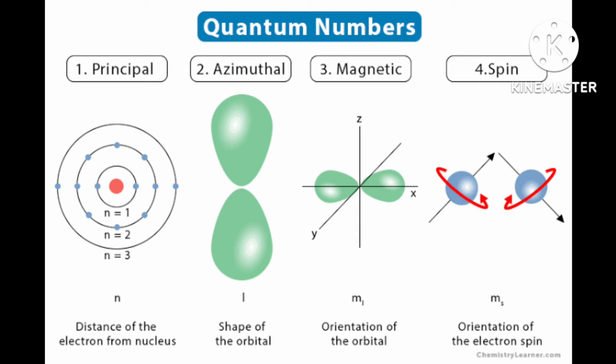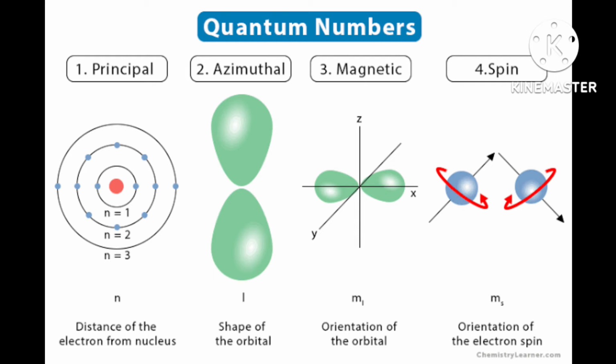Okay, each subcell is assigned an azimuthal quantum number. Each subcell means we are talking about the L. Each subcell is assigned an azimuthal quantum number, that is called L. Subcells correspond to different values of L. As for example, suppose the value of L is 0, 1, 2, 3, 4, 5.